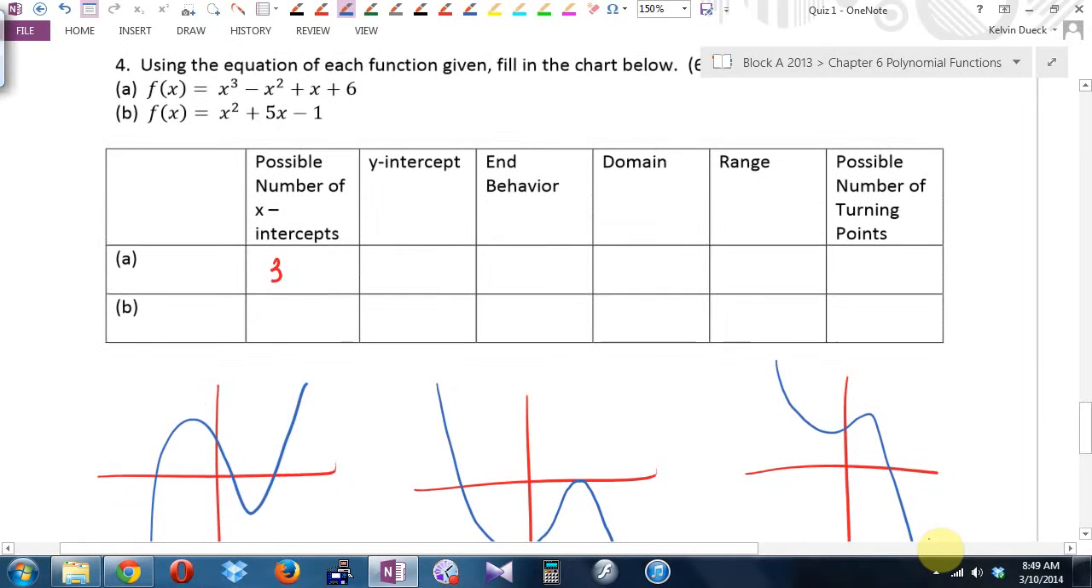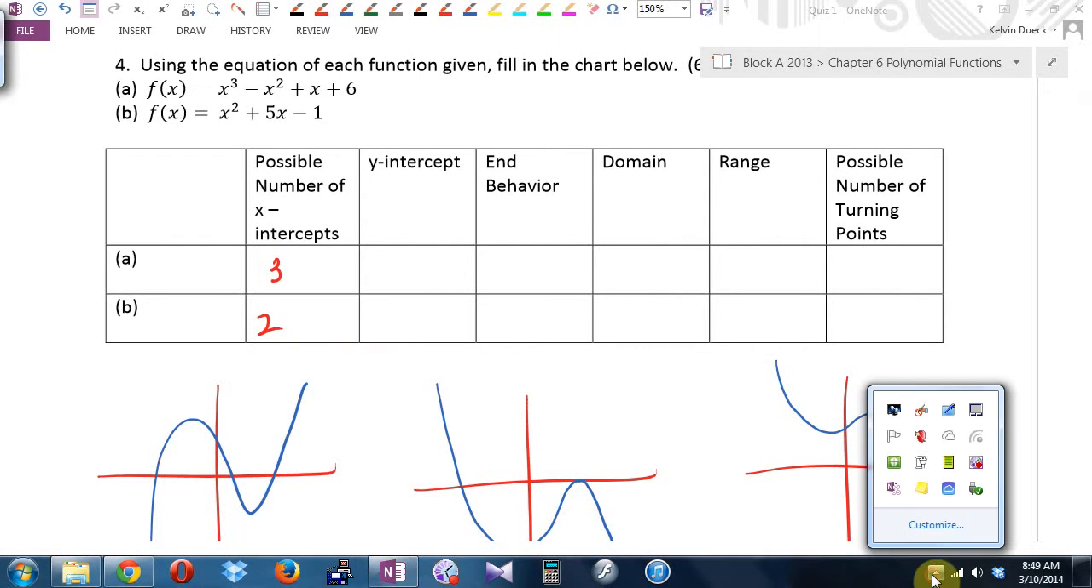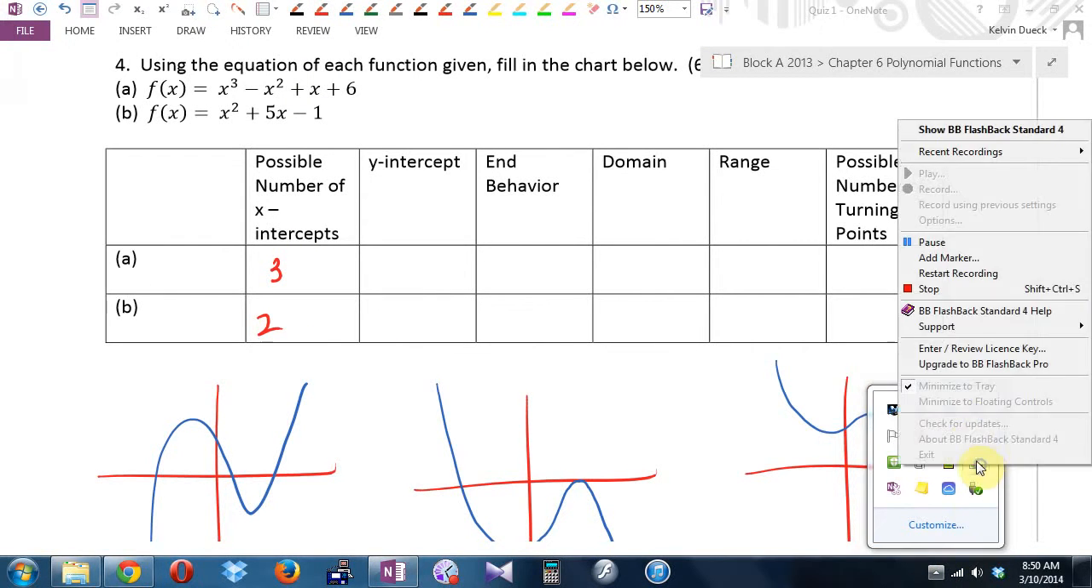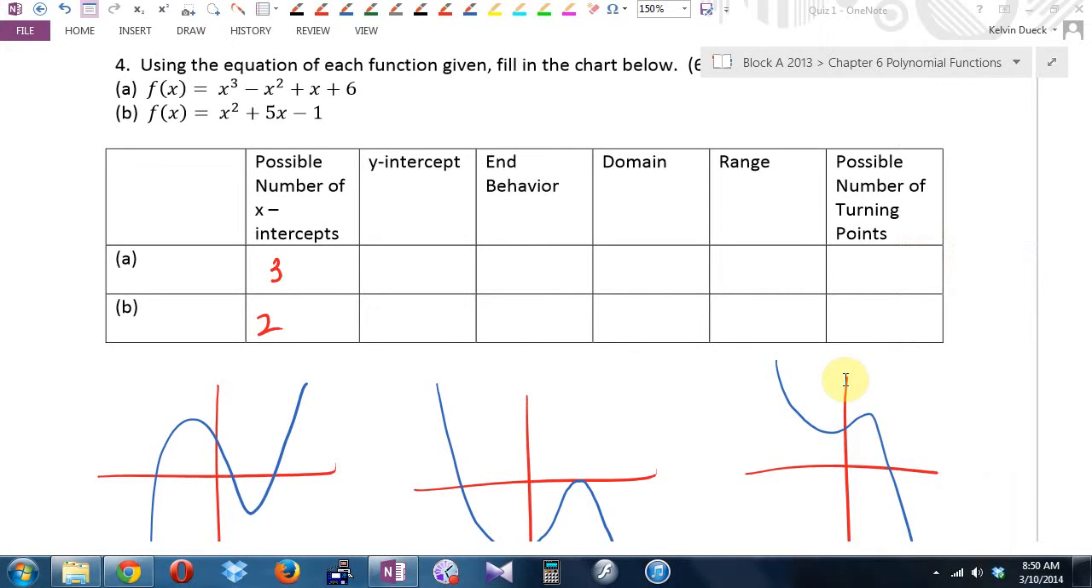Possible number of x-intercepts for B: 2, 1, or 0. Y-intercept: -1, that is 0, comma -1 if you want to make it a point.